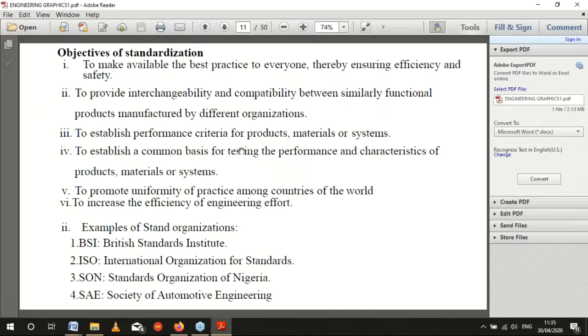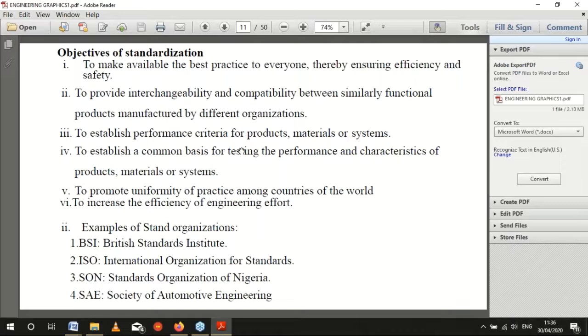Examples of standardization bodies: one, we have the British Standards Institution. We have the ISO, the International Organization for Standardization. We have the SON, Standards Organization of Nigeria. Then we have the SAE, Society of Automotive Engineers. These are some examples of the standards bodies that approve. Now, in engineering drawing, there are principles that you have to follow.